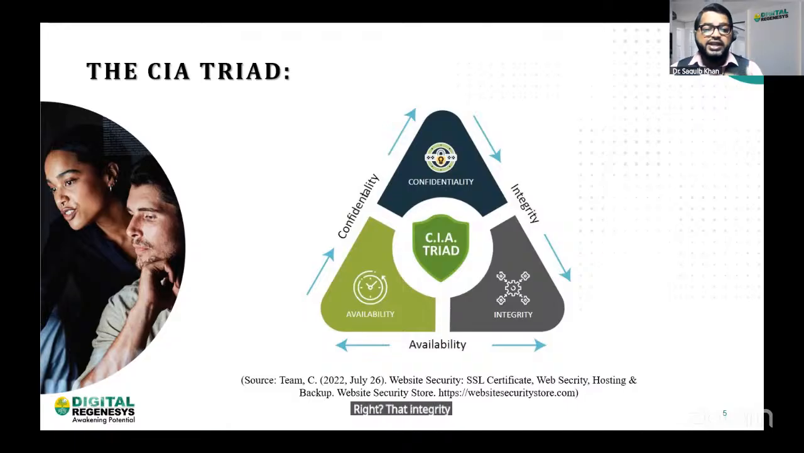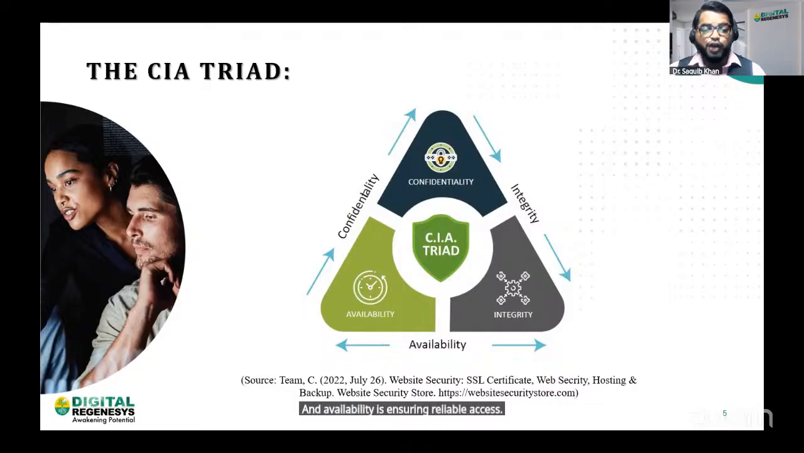Then integrity. Integrity means maintaining accuracy and trust. This principle ensures that data is accurate, consistent, and unaltered during its entire life cycle. Simply, the goal is to ensure that the data remains reliable, accurate, and authentic.